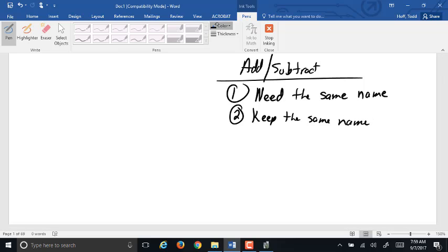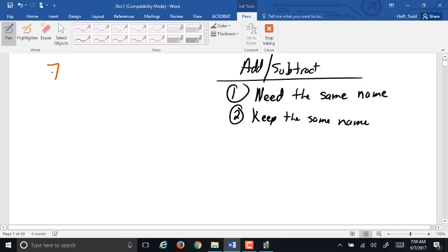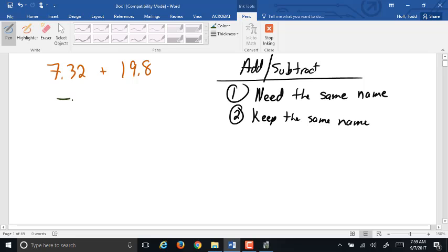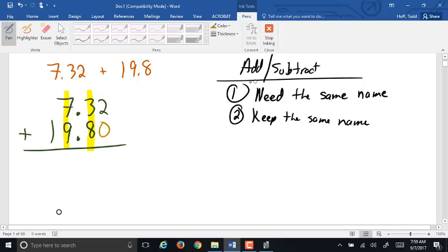For decimals, to make sure they have the same name when we add and subtract, let's try 17.32 plus 19.8. When I set this up, what would I have to be sure to do? Line up the decimal points. Lining up those decimal points is just making sure that ones get combined with ones and tenths get combined with tenths, and so on. Now I should fill in this missing zero here. And now I'll go ahead and add.